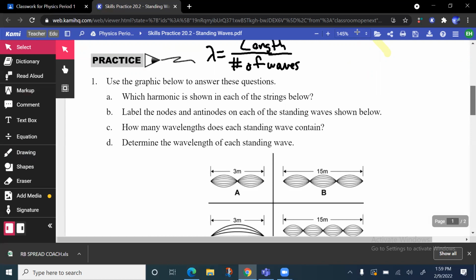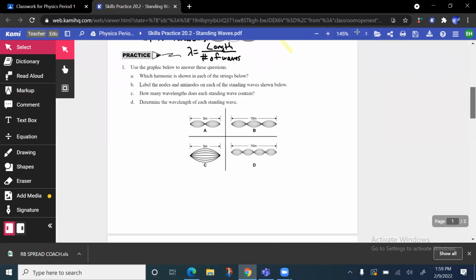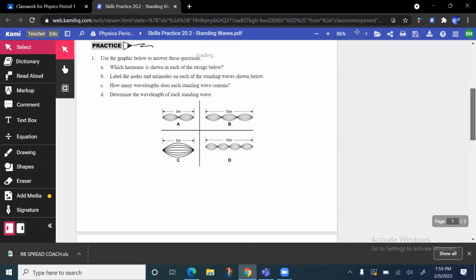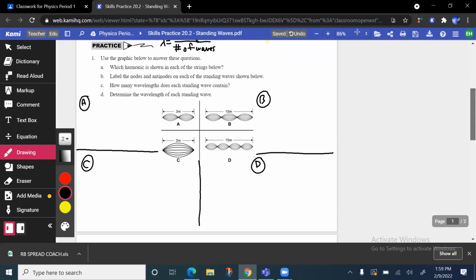Let's do this. I'm going to make this a little bit smaller so you can see it. There we go. Okay, so I'm going to divide up the area. I'm going to do the work for wave A over here, wave C down here, B over here, and D over here. So I'm just going to split it up to show the different amounts of work that we need to answer those 4 questions.